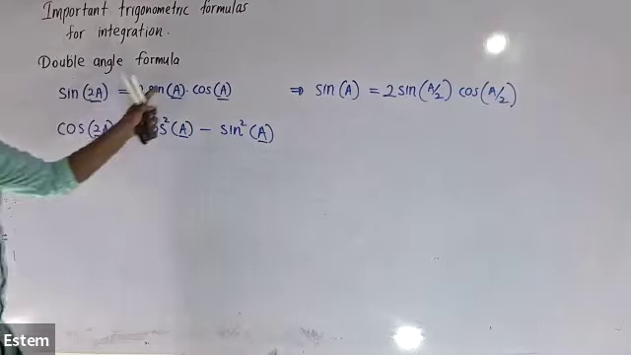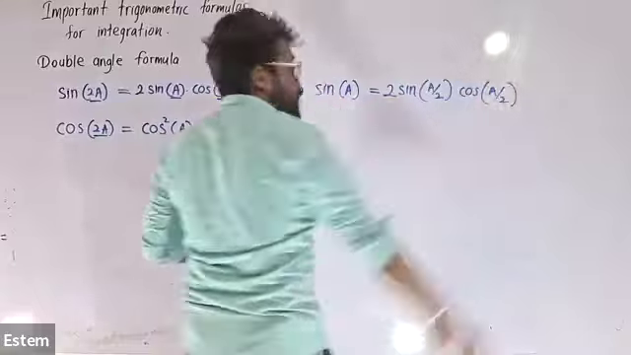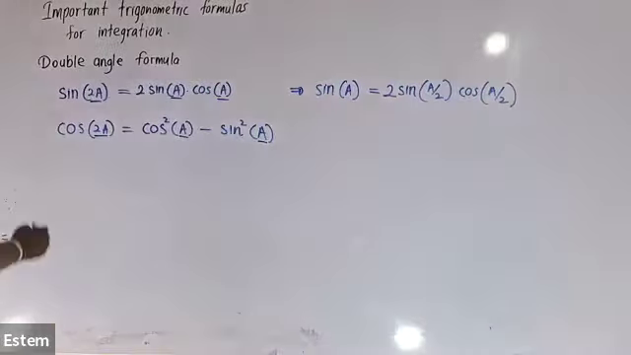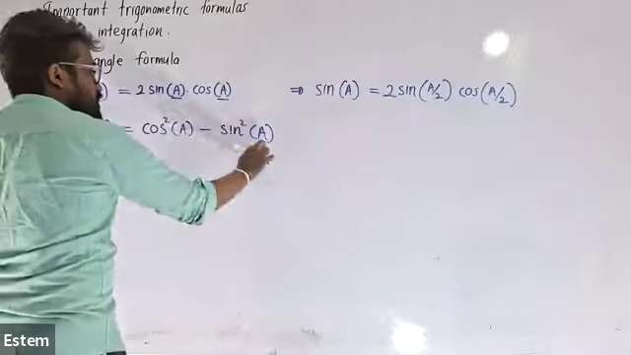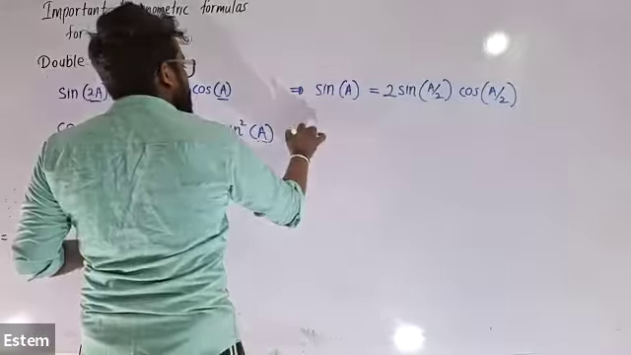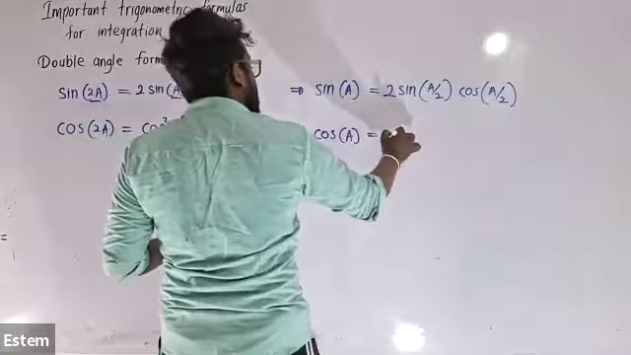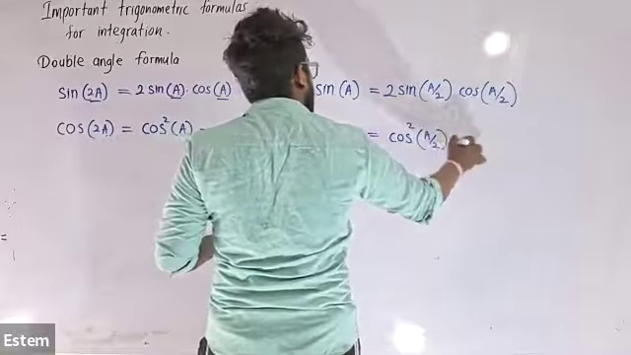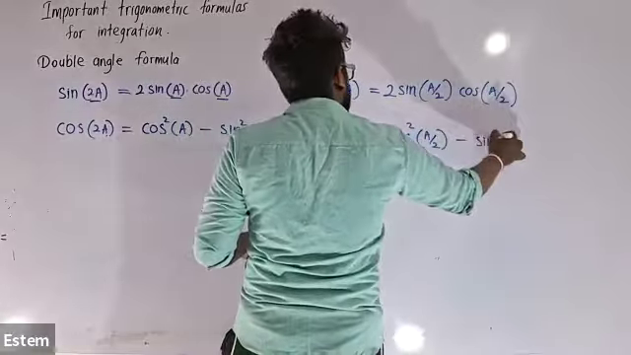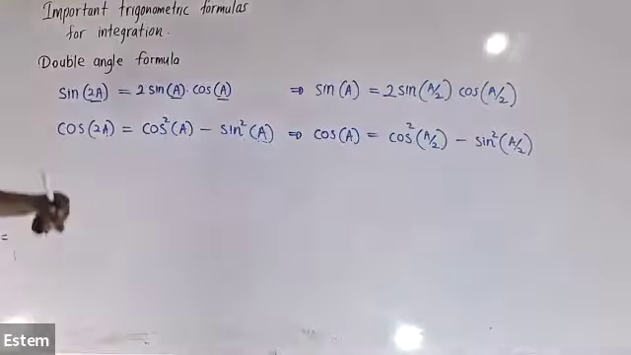Sin 2a is 2 sin a cos a, and if there is sin a, it is 2 sin a over 2 cos a over 2. Now it is cos 2a. We can easily write this as cos squared a minus sin squared a. If there is cos a, we can easily write it as cos squared a over 2 minus sin squared a over 2.